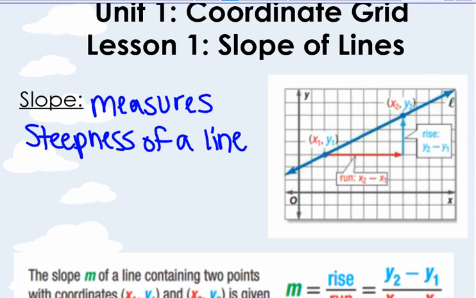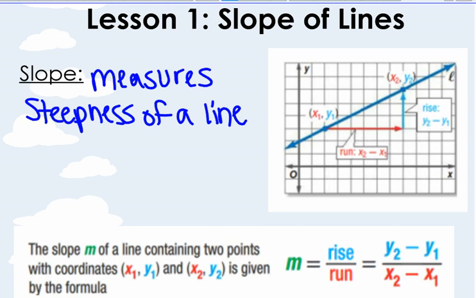Now, last year, you guys learned your charts to find slope. You'd make an xy chart, right, and you would put your points into your xy chart. So maybe if we were using this as an example, you would have 2, 3 as one of your points, and 8, 6 as the other one.